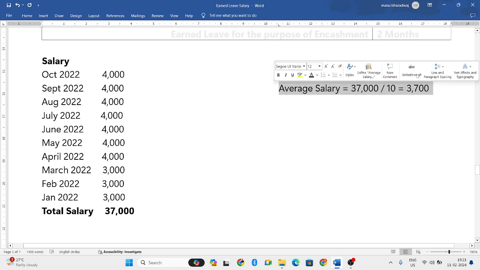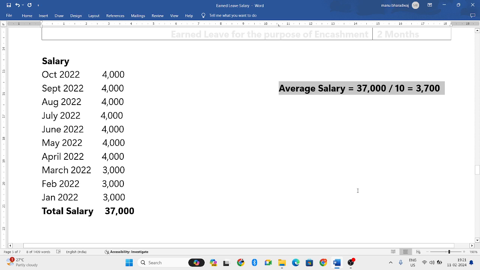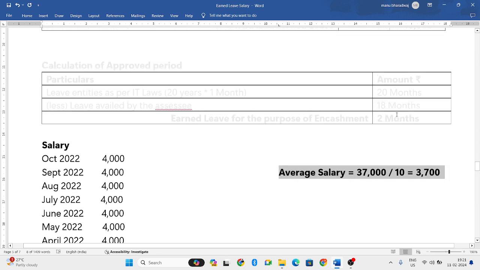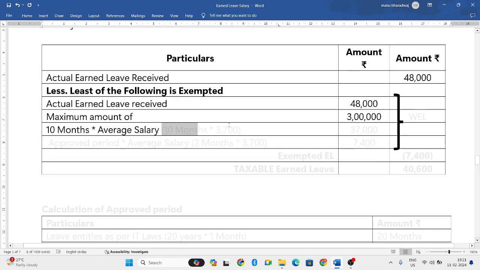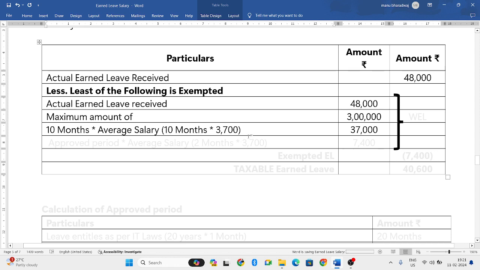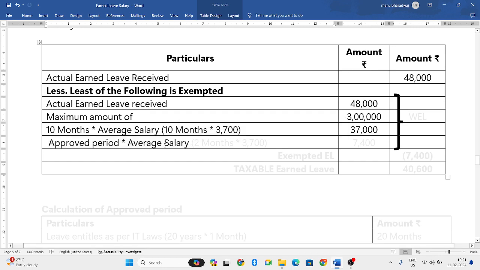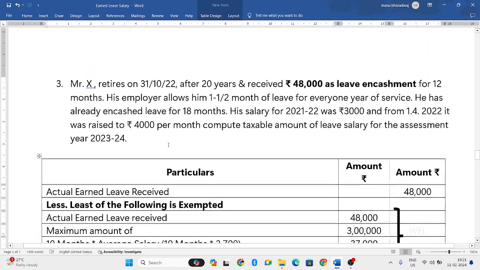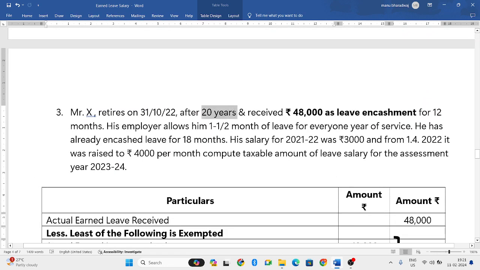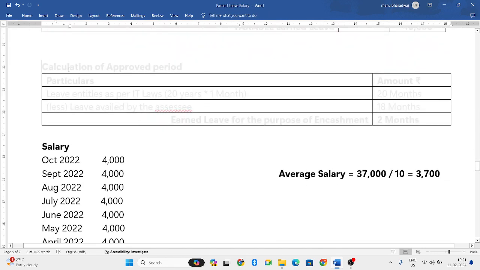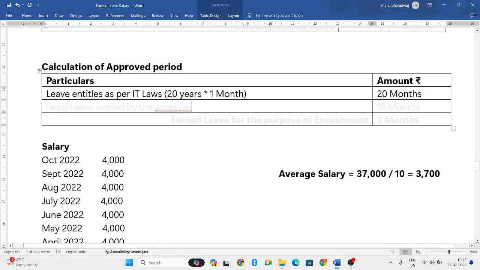Now, in order to get the average salary, you need to divide that by 10 months. So 37,000 divided by 10 will be 3,700. So 3,700 is the average salary. So 10 months into average salary, 10 into 3,700, will be 37,000. Next, the fourth exemption is the approved period into average salary. How many years has he completed his service? 20 years. So we need to calculate the approved period now.